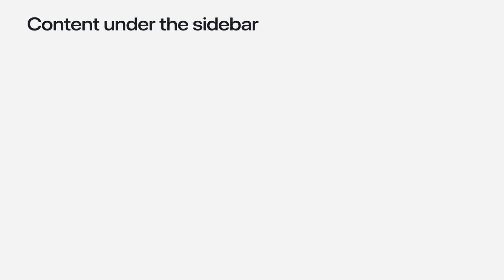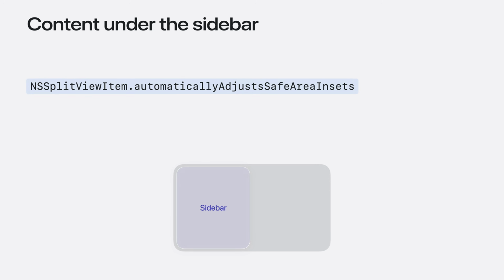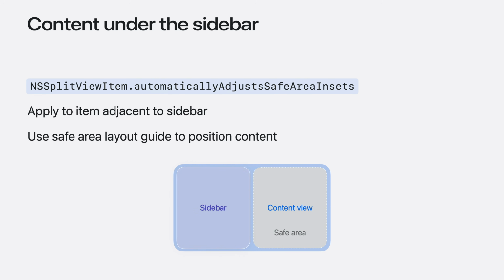To allow your split content to appear underneath the sidebar, set the Automatically Adjusts Safe Area Insets property to true. Be sure to set this on the content that you want to extend under the sidebar and not on the sidebar itself. When this property is true, NSSplitView will extend that item's frame beneath the sidebar, and then apply a safe area layout guide to help you position your content within the unobscured area.